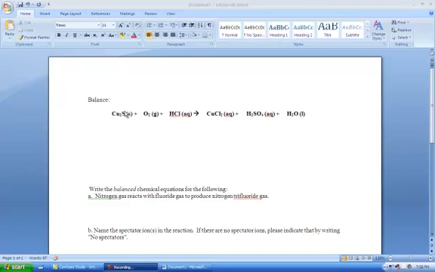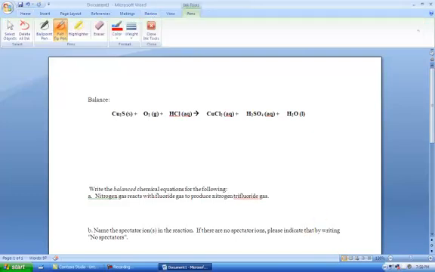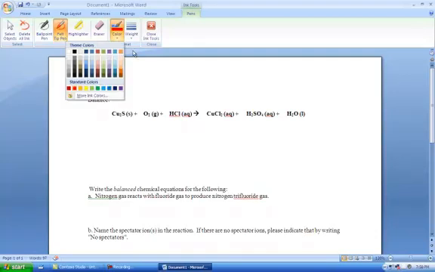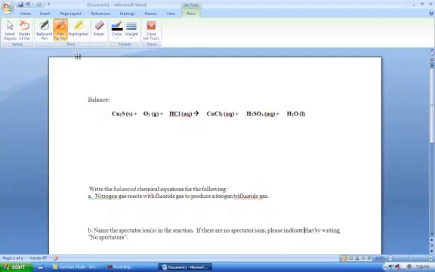So for this, I'm going to do my view, the inking, and I think I'll change to black. And so I'm going to list the different atoms that are on each side. So both sides have copper, sulfur, oxygen, hydrogen, and chlorine. And my job is going to be to first count up how many of each atom we have.